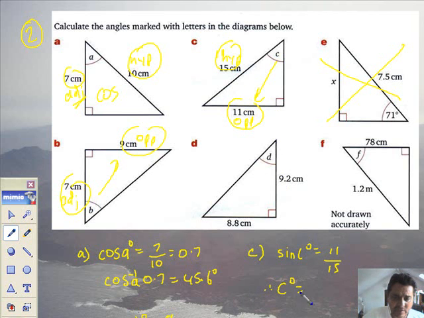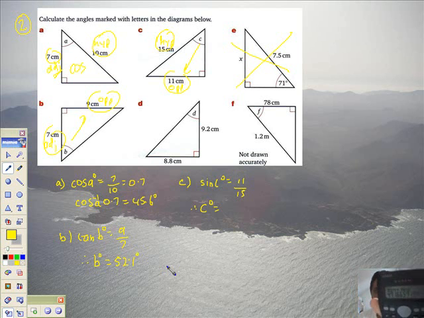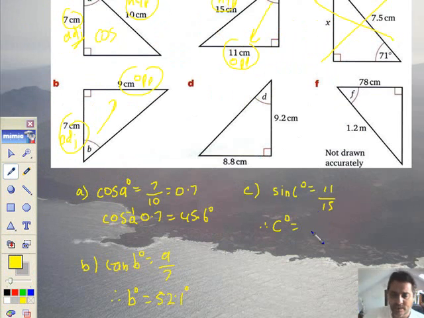Therefore C degrees is going to be, I'm just going to work out straight away, 11 divided by 15, there it is, press equals, there it is, no point writing that down. Then now just go shift and sine. So shift sine says to me, work out my angle, so I've just given you the sine. So shift sine, 47.1 to 1 decimal place. 47.1 degrees.